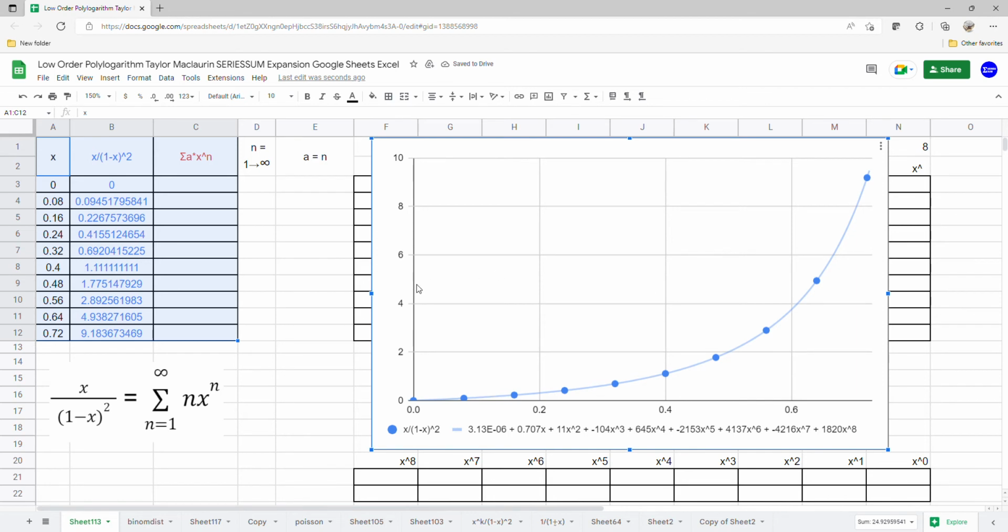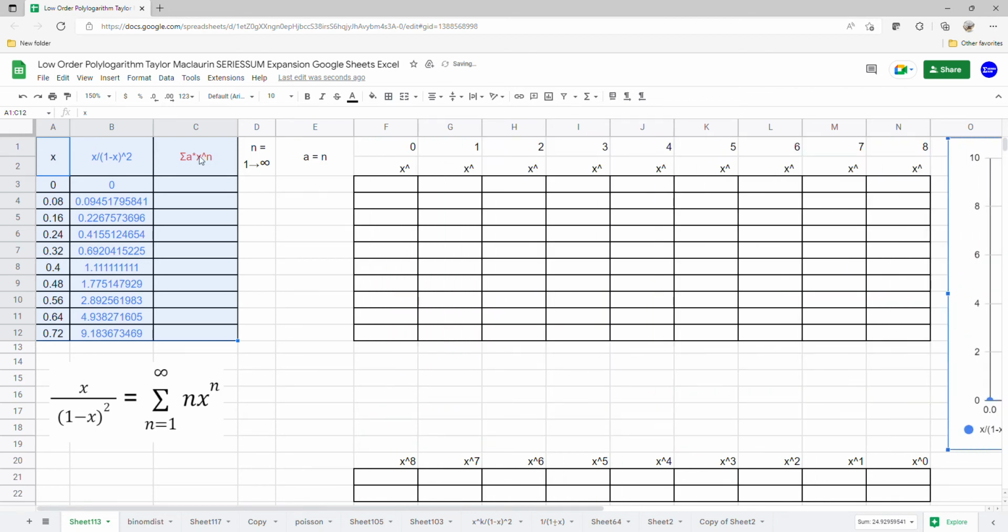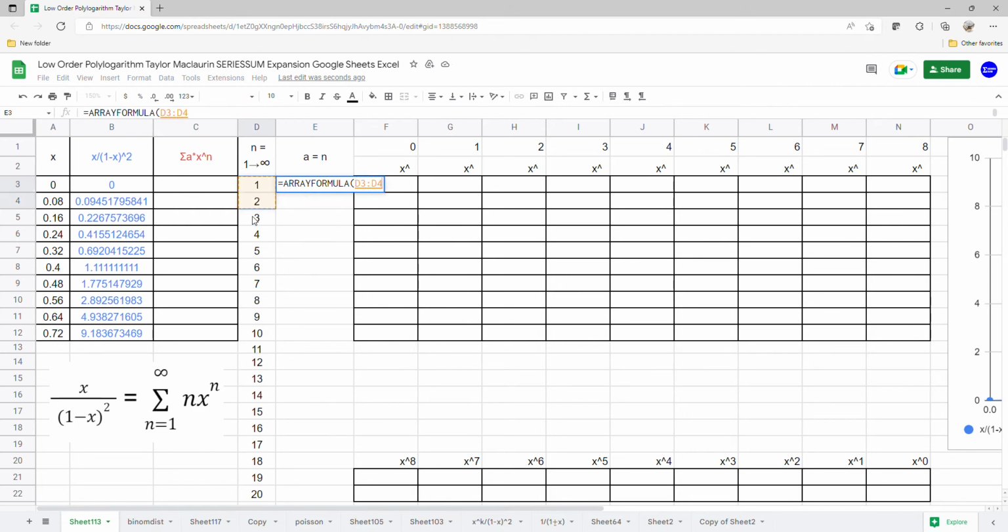Next, we continue with the Taylor-Maclaurin series sum, which is the summation of a times x to the power n, where a equals n and n is from 1 to infinity, so we can start from 1 to infinity. And the body of a is array formula, which is equal to n. And the expansion, array formula, series sum of the x values raised to the power n, where n starts from 1 and is incremented by 1. And the coefficient will be this range.